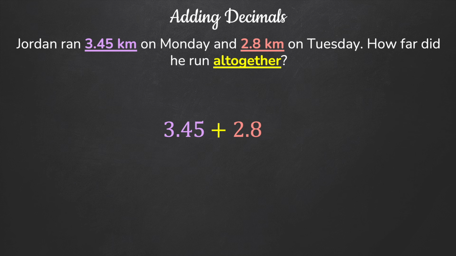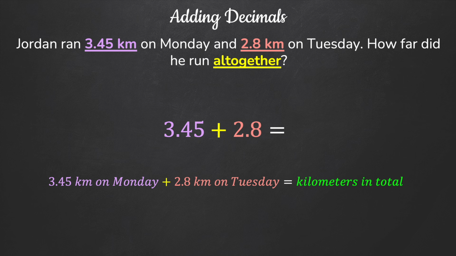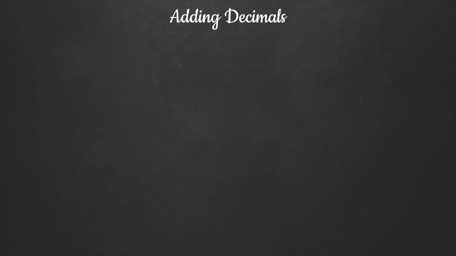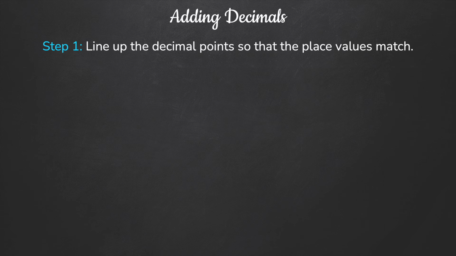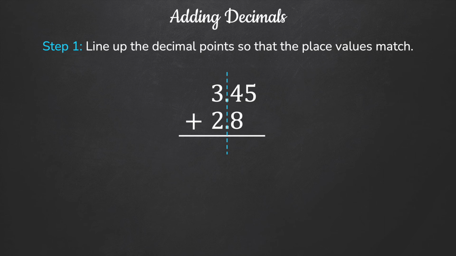And essentially what we're doing here is we're taking the kilometers he runs on Monday and adding it to the kilometers he runs on Tuesday to figure out how many kilometers he ran in total. So first, we're going to start by lining up our decimal points so that the place values match. And remember, if we draw a vertical line going down, our decimal points should match up.